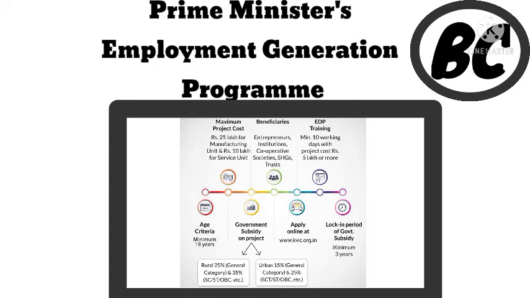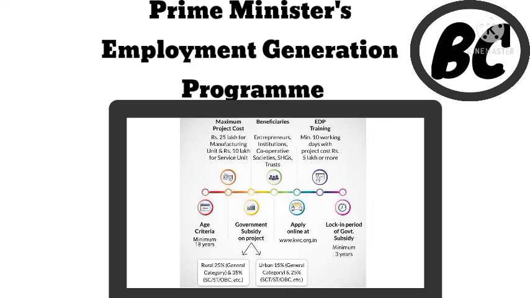So this is how the calculation works under Prime Minister's Employment Generation Program. Now let's take a look. If you belong to the special category, then you will have to make your own contribution of 5%, and 95% of your loan amount will come from your bank. And even in that, you're getting a subsidy. In an urban area, you can get up to 25%, and if you're staying in a rural area, then you can get up to 35%.